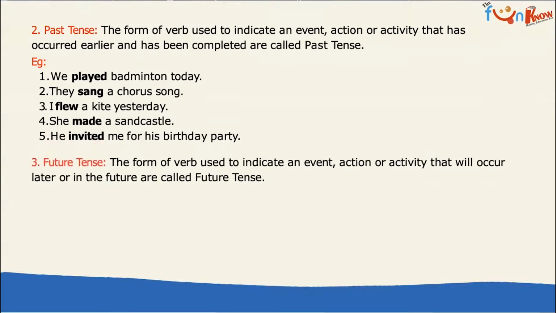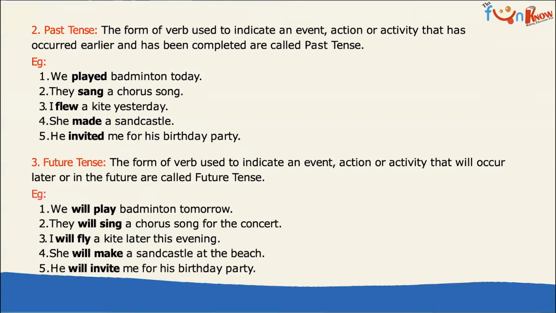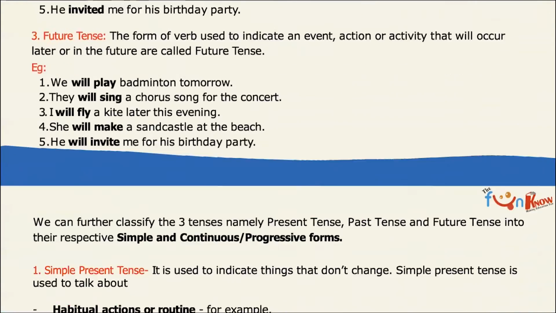And in future tense, the form of the verb used to indicate an event, action, or activity that will occur later or in the future is called future tense. Let's see the same examples, but in a future tense. We will play badminton tomorrow. They will sing a chorus song for the concert. I will fly a kite later this evening. She will make a sandcastle at the beach. He will invite me for his birthday party.